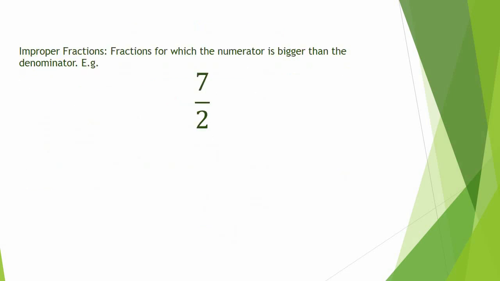And then the next type of fractions is the improper fractions, just the exact opposite of the proper fractions. We have that the denominator is smaller than the numerator. Okay, so we'll call this an improper fraction.